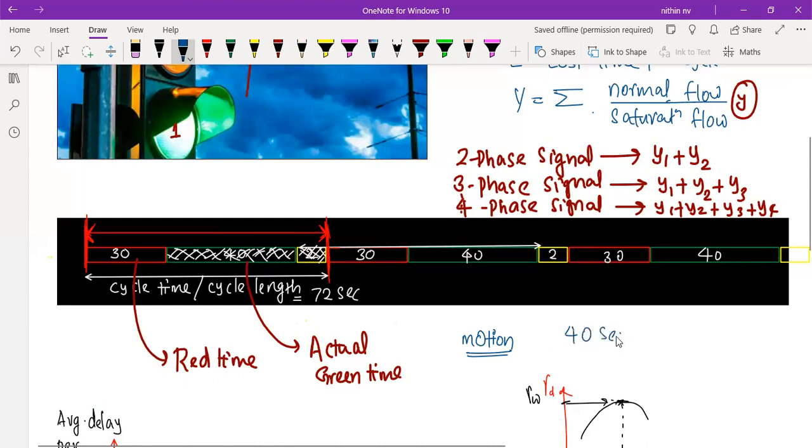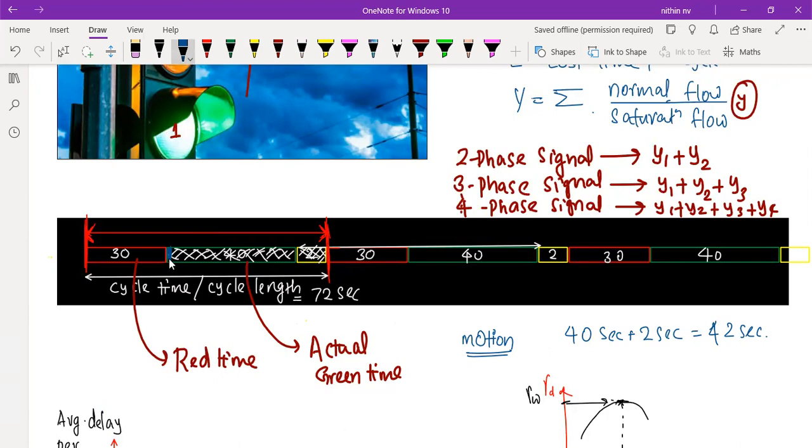40 seconds plus 2 seconds, I'm going to get 42 seconds now. So this 42 seconds is actually called the effective green. But sometimes what may happen, even at the starting of the green signal, the vehicles may not be able to start. Some starting trouble may happen, or the vehicle standing in the queue may not start initially. He may be losing some time.